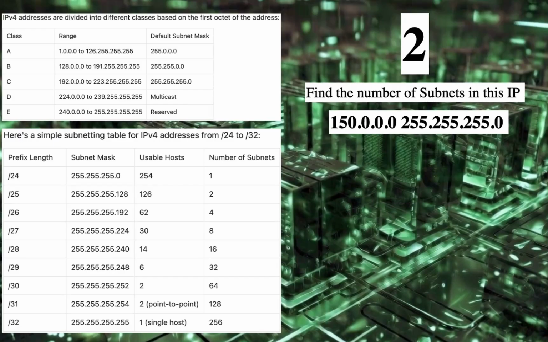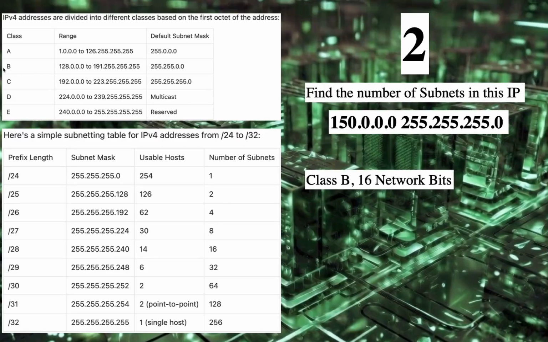Next question, you want to find the number of subnets in this IP address, 150.0.0.0, subnet mask 255.255.255.0. For questions when you want to find the number of subnets, remember you want to look at the class first. What class is this IP address in? Looking at our IP addressing table, we can see that 150 is a class B. And a class B has 16 network bits.